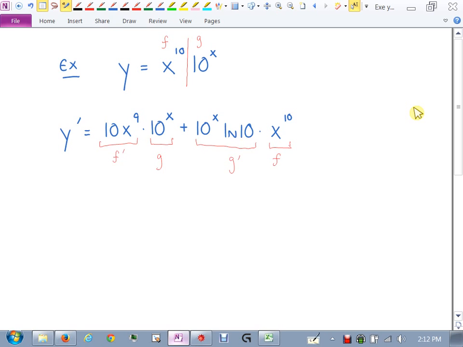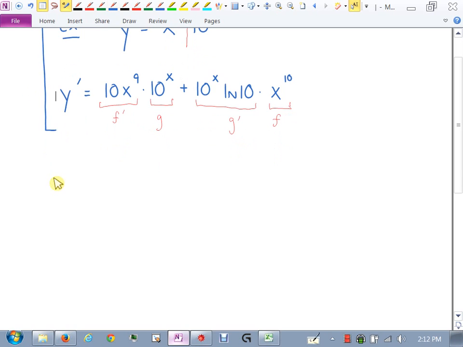I guess the moral of this problem is you need to know the difference between taking the derivative of x to the 10th and 10 to the x. You won't believe how many people on the quiz that you're going to take at some point. On a quiz, I'll give them this problem. I'll ask them for the derivative, and they will put, guess what I get? x times 4 to the x minus 1.